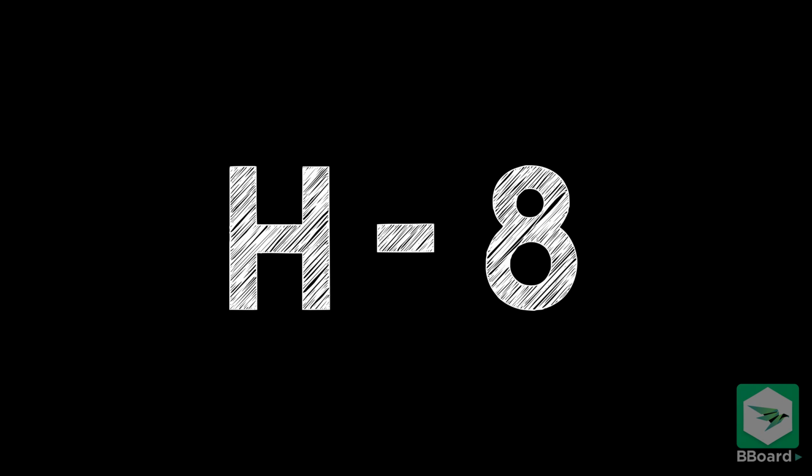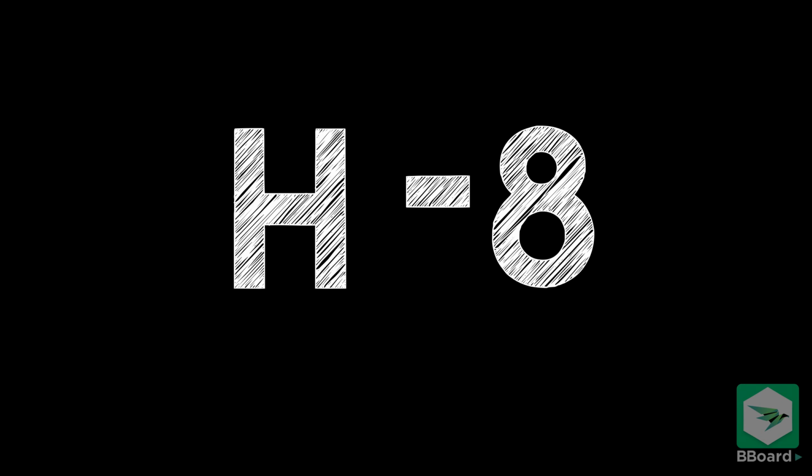H, which is 8. Now remember the word hate. So H is 8 and 8 is H. Alternatively, you can see that if we join using these 2 lines, then H becomes 8. So H is 8 and 8 is H.